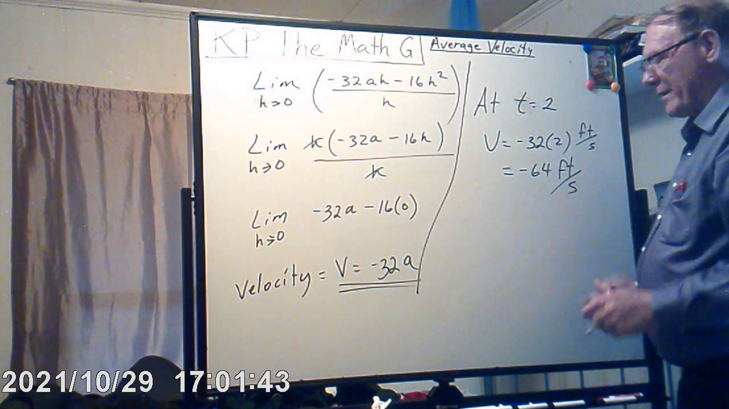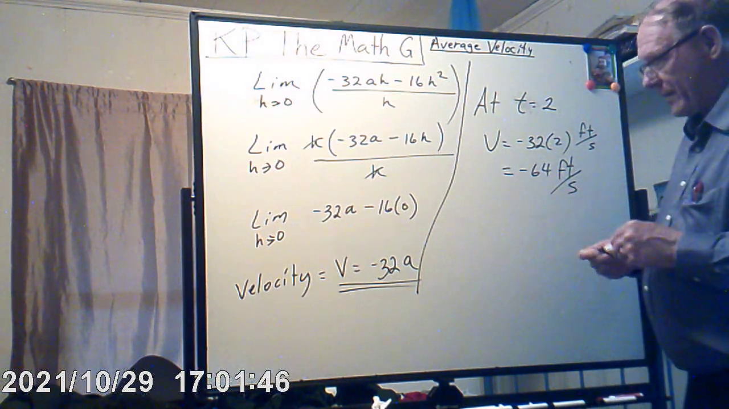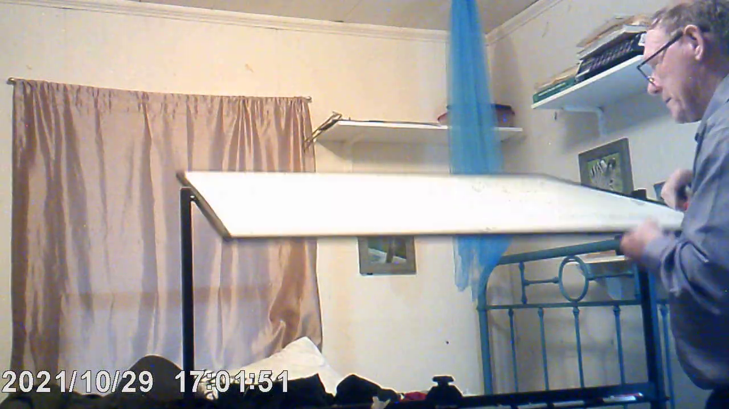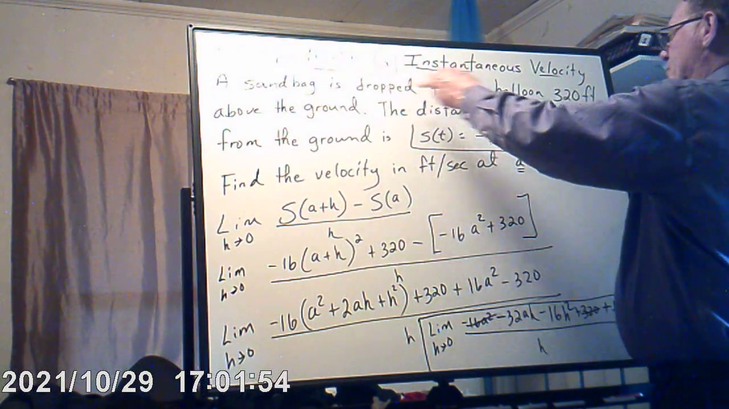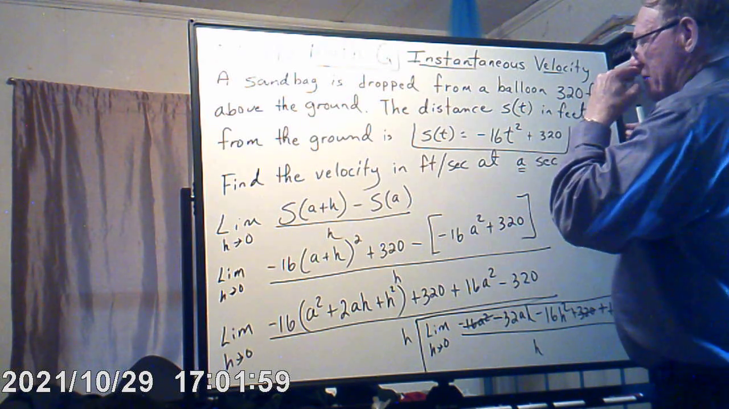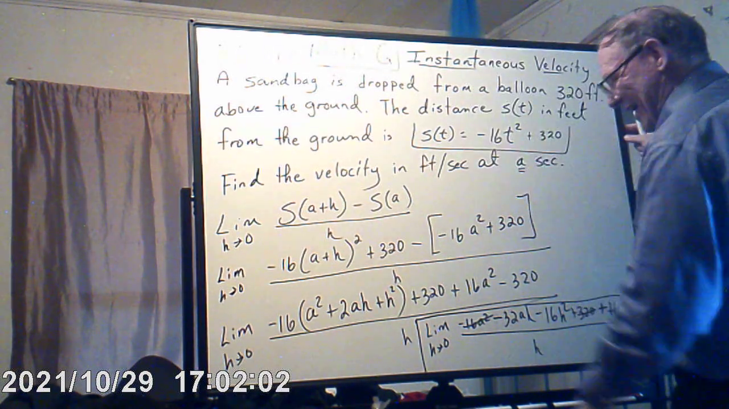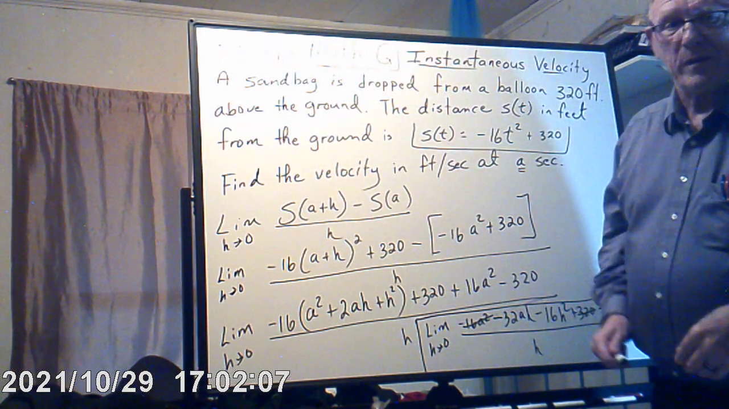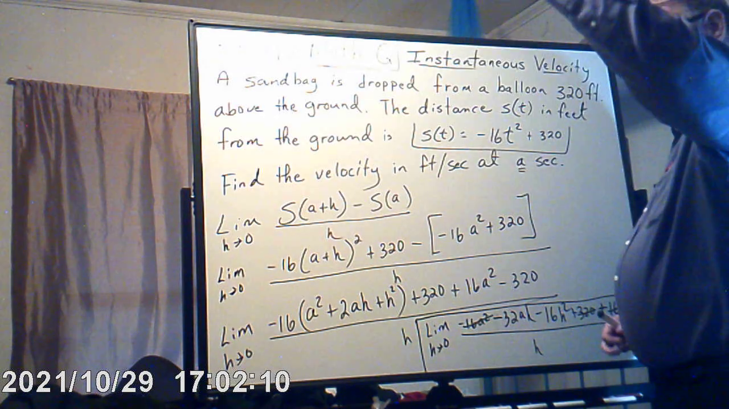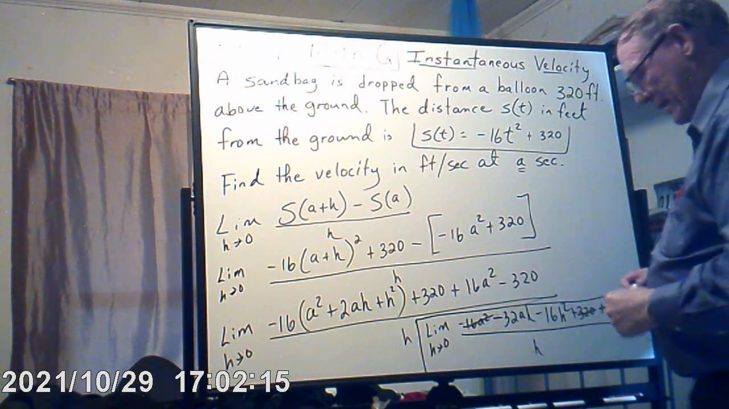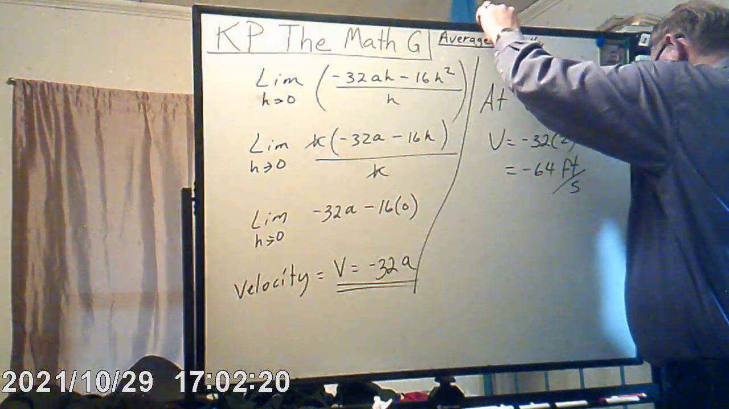The reason why it's negative, well, why do you think that is? If we look again at our problem, the sandbag is dropped from a balloon 320 feet above the ground. So that is going to be a negative number because the direction is going down. You throw something up, the velocity is positive. When it starts to come down, the velocity is negative. That is what we're doing here.